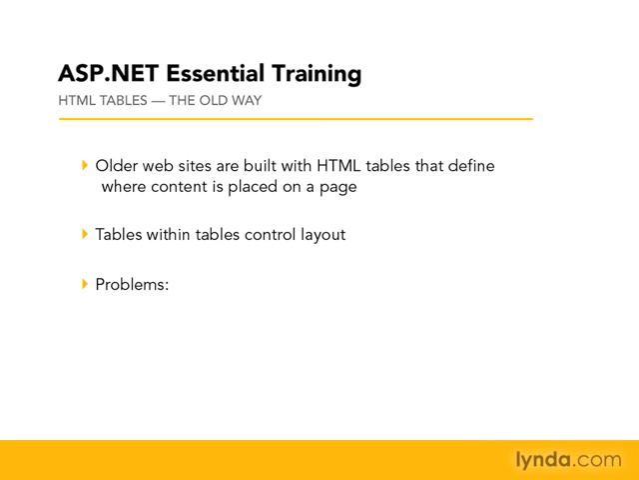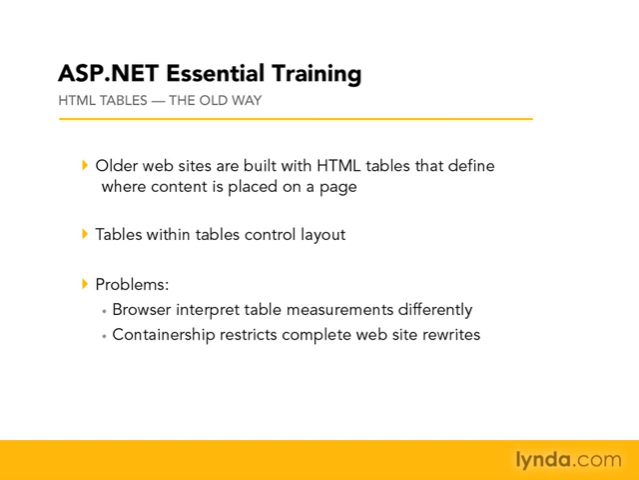But there were problems with this approach. Not all browsers interpreted table measurements the same, so a page that would be laid out one way in Internet Explorer might look somewhat different in Firefox. Also, when you use table containership to manage the layout and positioning of elements on the screen, it isn't possible to change that information without really restructuring the tables. And finally, the rules of layout can't easily be shared among multiple pages as they can with cascading style sheets.